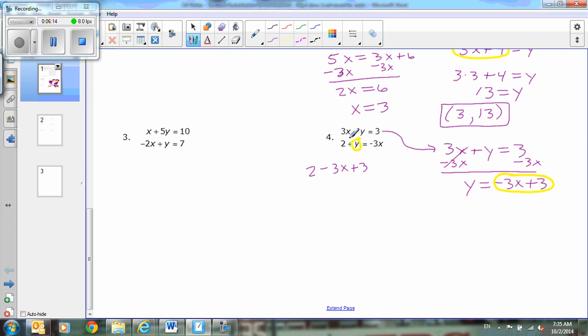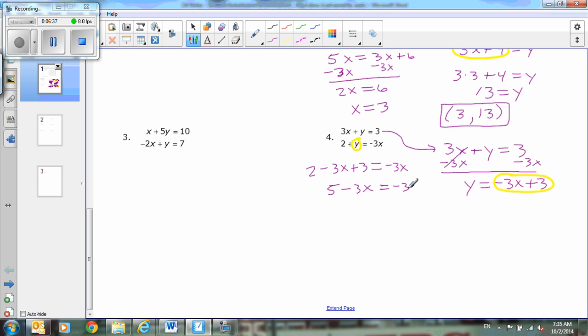Okay, so again, we're rewriting this equation. Instead of 2 plus y, we wrote 2 plus negative 3x plus 3, and that's all equal to negative 3x. All right, now, whenever you can, simplify. I see some constant terms here that can be combined. So I would get 5 minus 3x is equal to negative 3x.